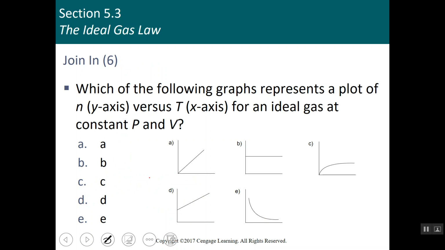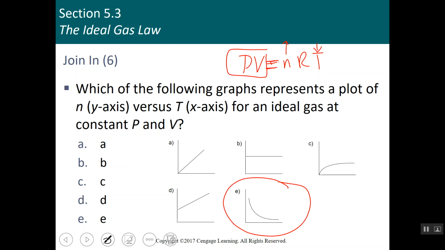Number 6, we're looking at number of moles versus temperature. If you look at PV equals nRT, these things are equal on both sides. So if I increase n, what has to happen to T for it to stay equal? If n goes up, T has to go down. So again, this is an inverse relationship, and E is going to be your correct response on that one.